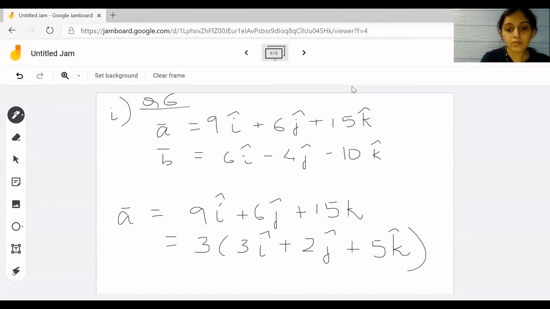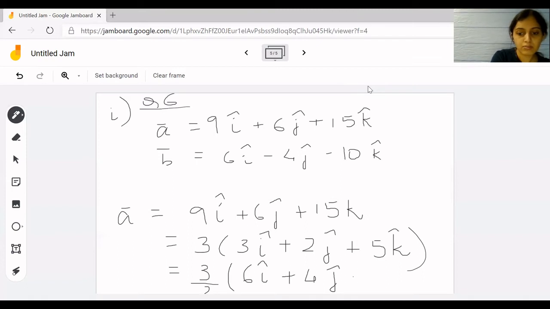Now if you observe, you have 6i, 4j and 10k in B bar. Can I convert this vector into B bar? Let me try and do that. So we'll have 3 upon 2 multiplied by 2, so I'll have 6i cap plus 4j cap plus 10k cap. Yes, this is possible. Now the problem is the sign, right?